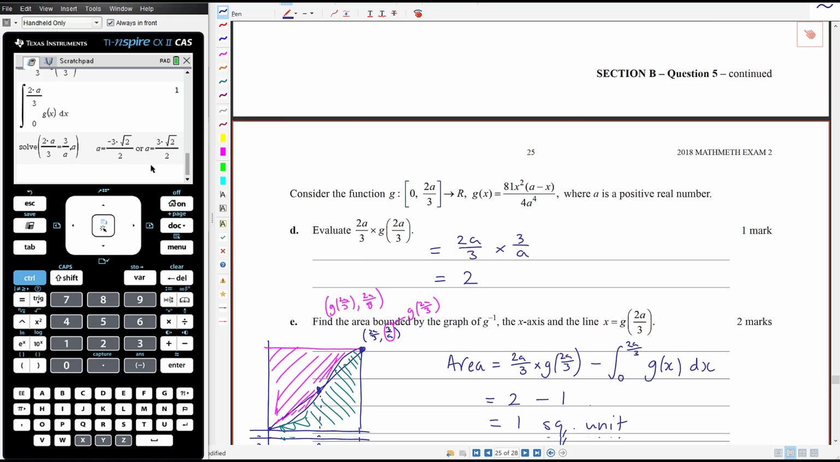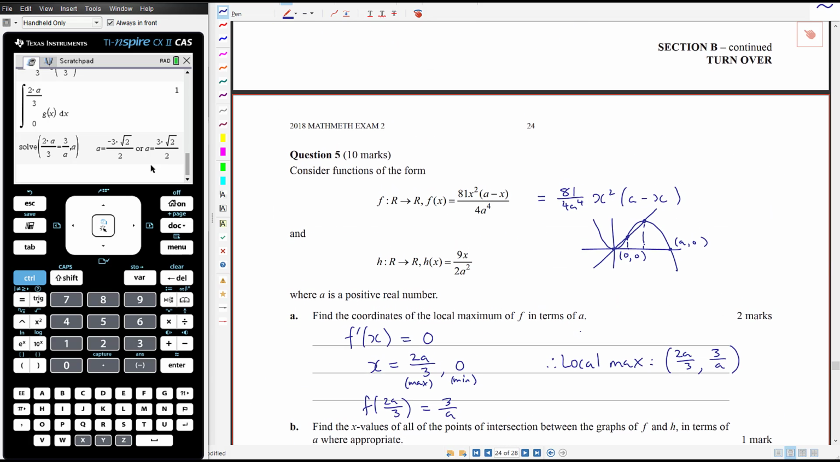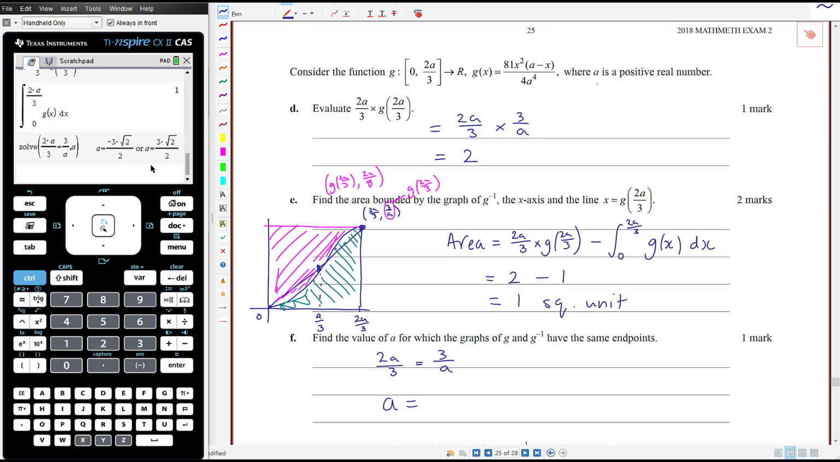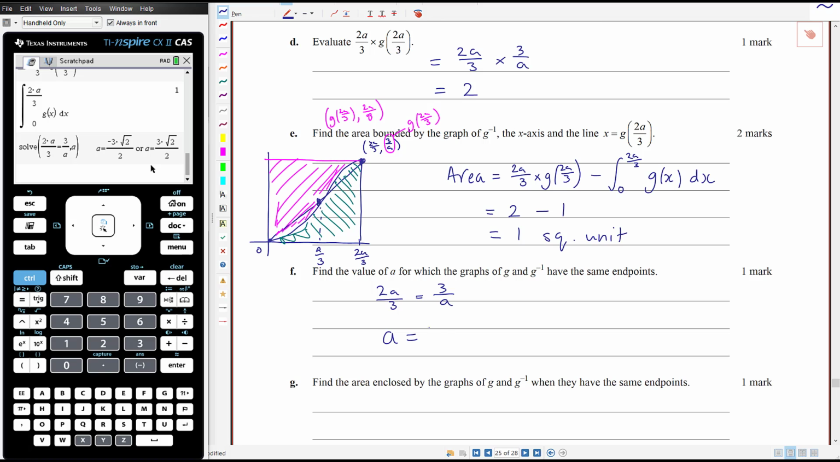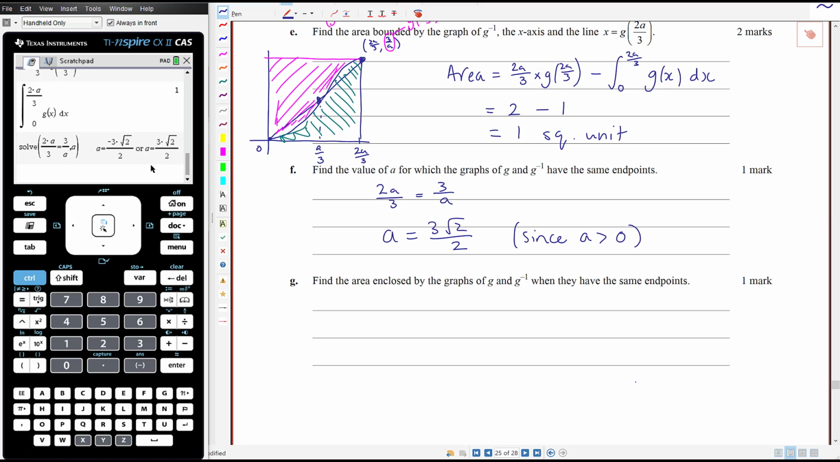Now, do we have something about a having to be positive or negative? a is a positive real number, and that's why it says find the value. So a equals 3√2/2, since a is bigger than 0. Okay, find the area enclosed by the graphs of g and the inverse of g when they have the same endpoints.